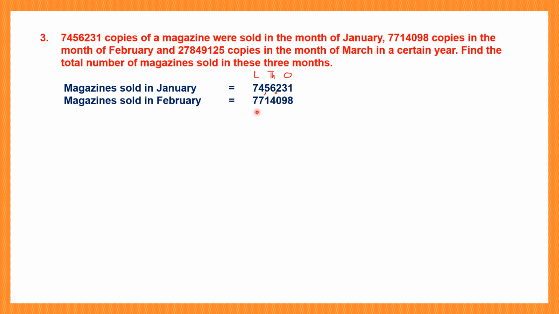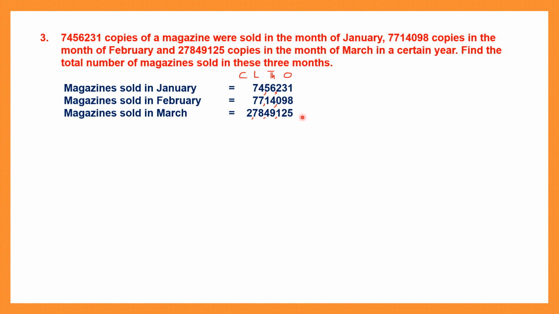Then in February, again here let's place our commas. So here we have 77 lakh 14,098. Then in the month of March, we have an extra digit here. So let's place our commas first here, here and here. That means this is the crores period. So how do we read this? 2 crores, 78 lakh 49,125. So we have how many magazines were sold in January, February and March.